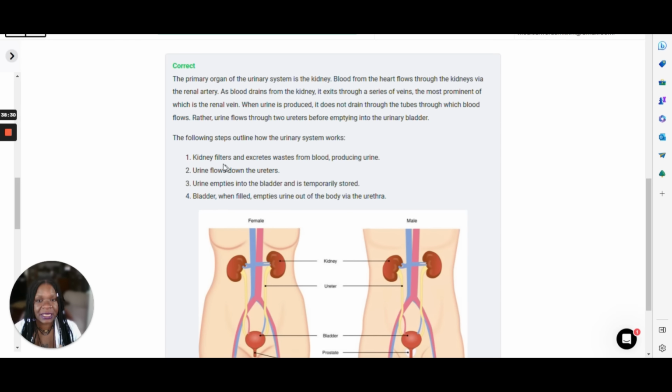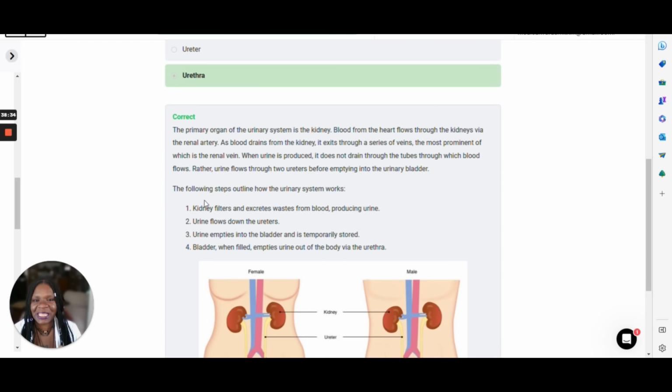So right here, if you were thinking kidneys, the kidney's responsibility is primarily as a filter. It is a filter that excretes waste from the body, including urine, and it's also involved with the electrolyte balance between sodium and potassium. And we'll talk about that later.